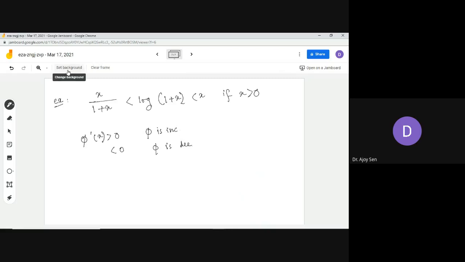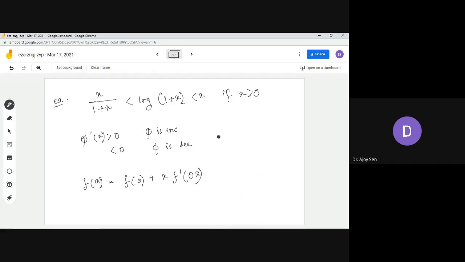There are certain forms of Lagrange's mean value theorem, like an expansion kind of thing, such as this kind of relation. You see, this is the Lagrange's theorem. This is the Lagrange's MVT.